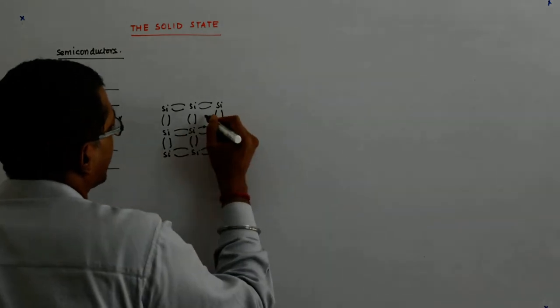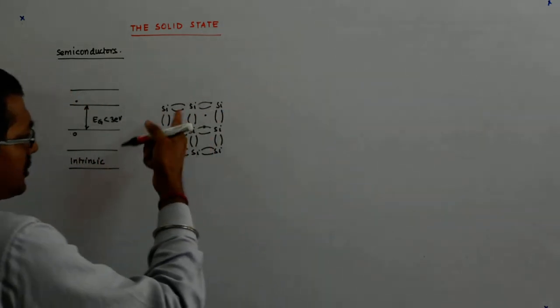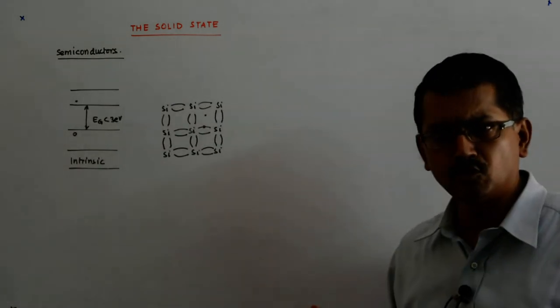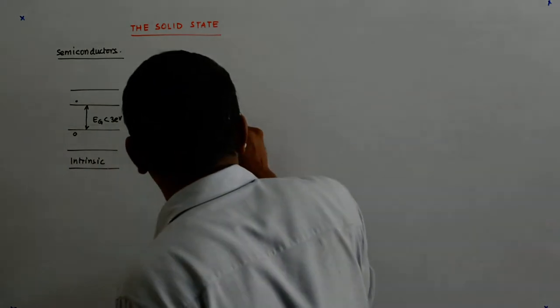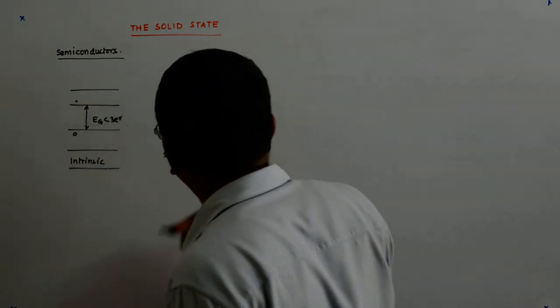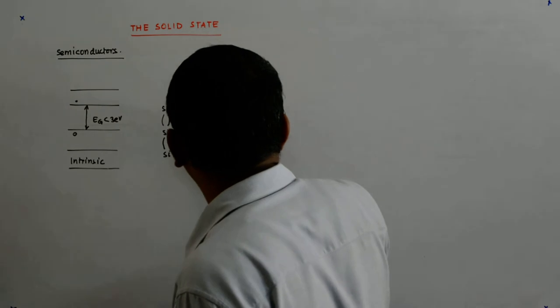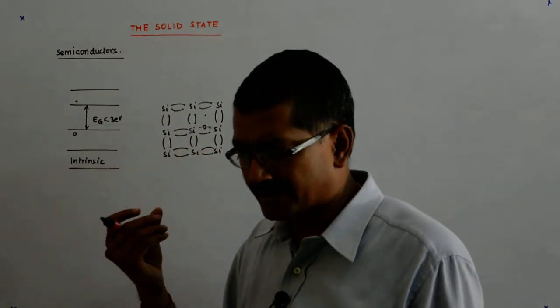So maybe it somehow starts roaming inside this. Okay. So this is what you say, that it has gone into the conduction band. So it loses its parentage. Now what happens? There is a vacancy here. This whole bond is gone actually. But I'm showing it by a vacancy. So this bond that I'm showing is actually not there.